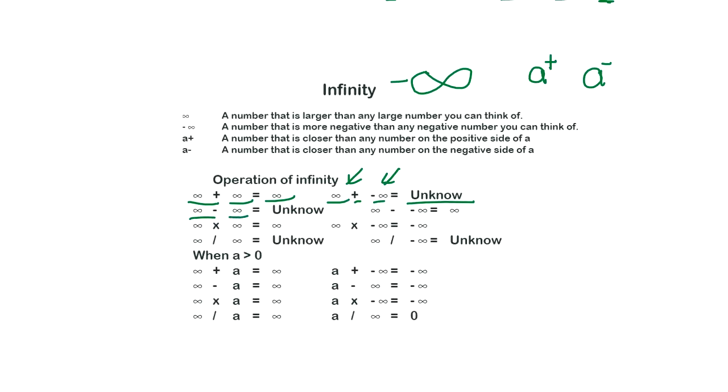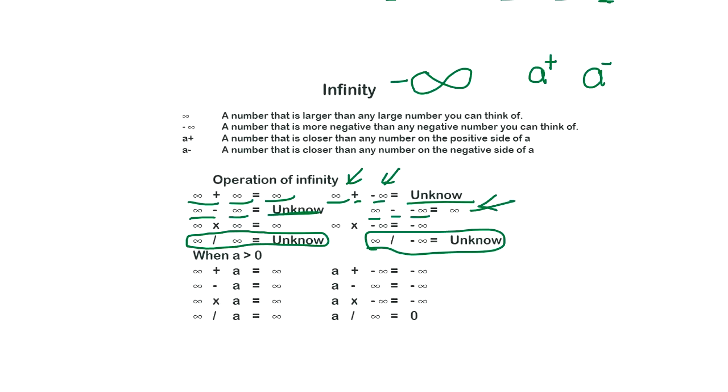Infinity minus infinity, we don't know. Infinity minus negative infinity will be infinity. So far so good. Infinity times infinity is infinity. Infinity times negative infinity is negative infinity. Infinity divided by infinity? We don't know, right? Because we don't know which infinity is bigger.